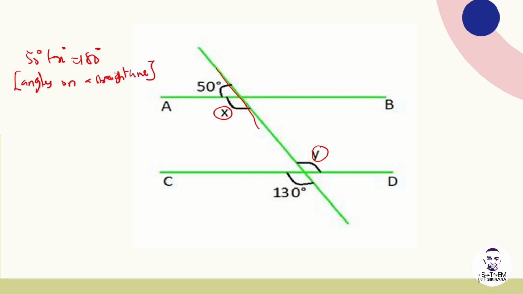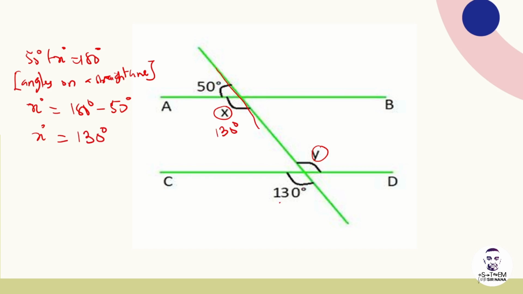Angles on a straight line. So we know that our x degrees will be equal to 180 degrees minus our 50 degrees. So we are subtracting 50 degrees at this side, and then we subtract 50 degrees at this side as well. So it means that our x degrees becomes equal to 130 degrees, right? So the x here is 130 degrees.